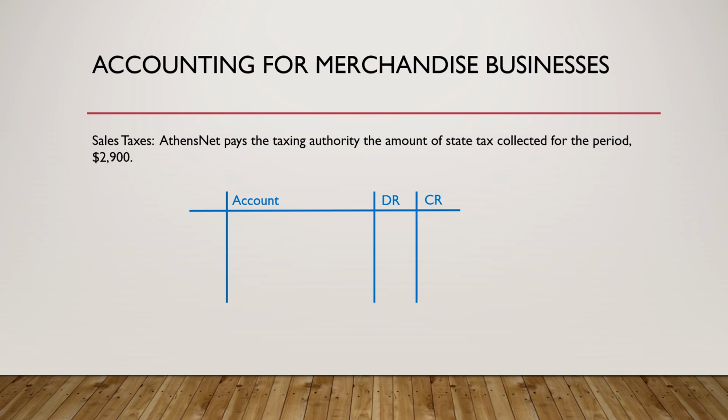At a later date, AthensNet pays the taxing authority the amount of state tax collected for the period, $2,900. When the business remits the quarter's sales tax liability to its State Department of Revenue, it would debit sales tax payable and credit cash for the balance in its sales tax payable account.